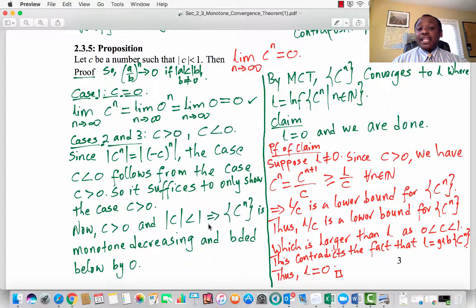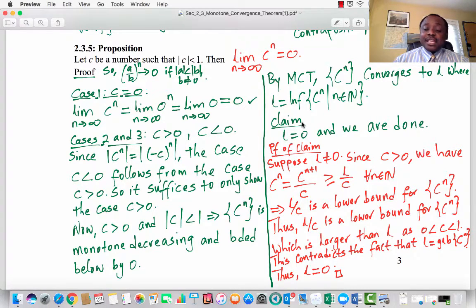We can verify that the sequence c raised to the power n is monotone decreasing. And as a matter of fact, it is also bounded below by 0. By the monotone convergence theorem, since our sequence c^n is bounded below and monotone decreasing, it converges to L, where L is the infimum of all c^n, where n is a natural number. We just have to prove that L equals 0. If that is the case, then we would have shown that the limit as n approaches infinity of c to the n equals 0. So is L equal to 0?